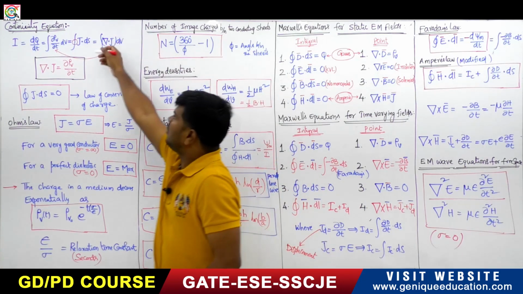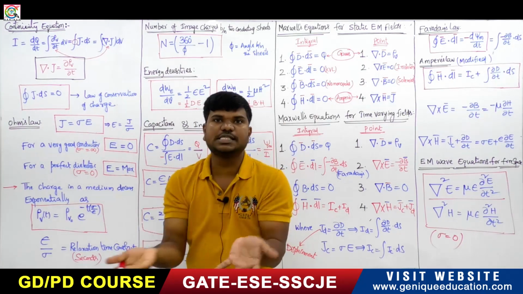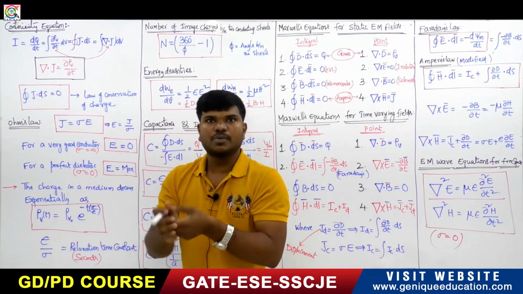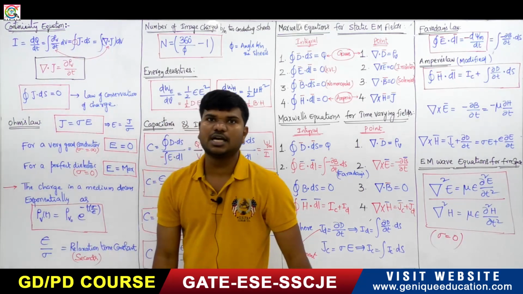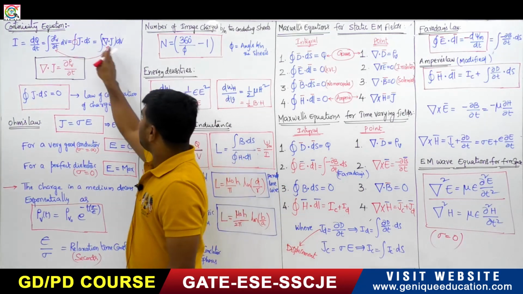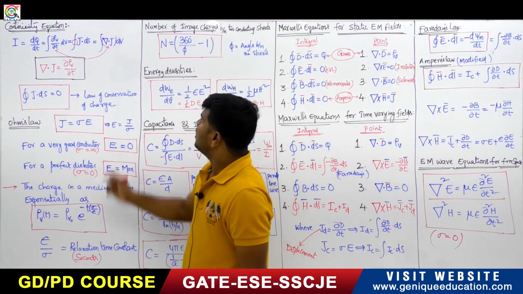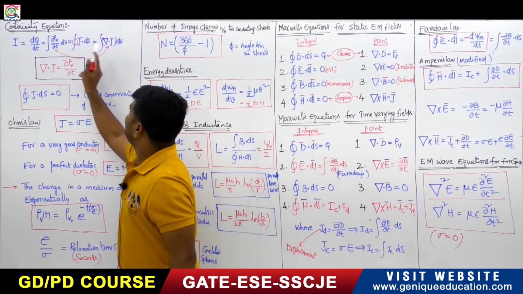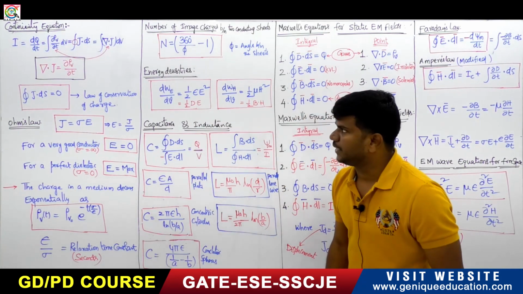I have equated this to the closed surface integral of J dot dS because I have considered a volume charge. Because it is a closed surface, that's why I have written the closed surface integral of J dot dS. By using the Gauss divergence theorem, I am equating this to this. If you equate these two, I am getting del dot J is equal to dou rho v by dou t.